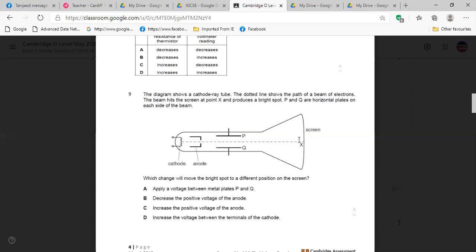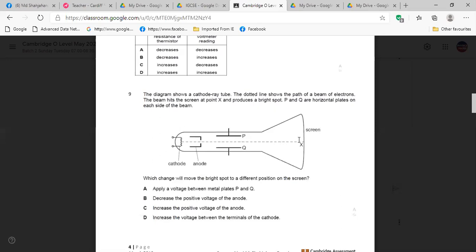It will be attracted to the positive side and repelled by the negative side, isn't it? Then it will move, right? The spot will move. So is it clear now? What should be the answer? A. So A is the appropriate answer, right?